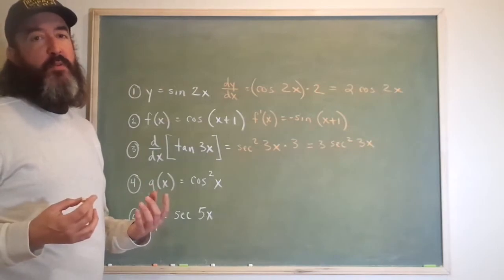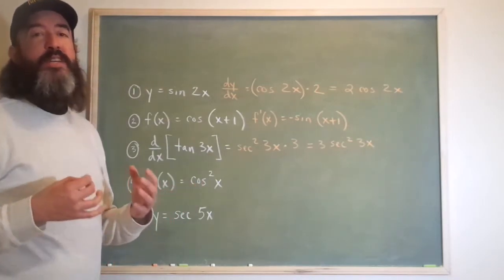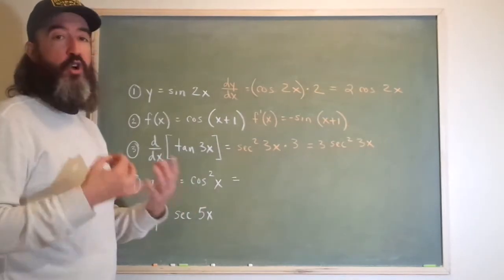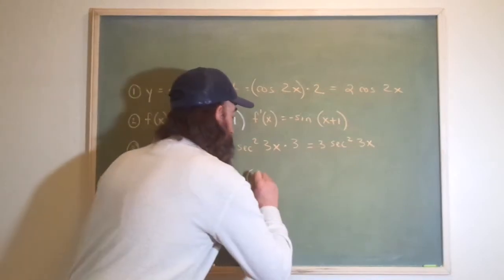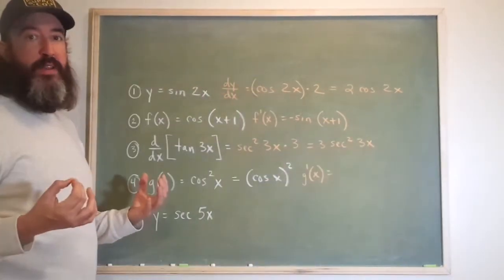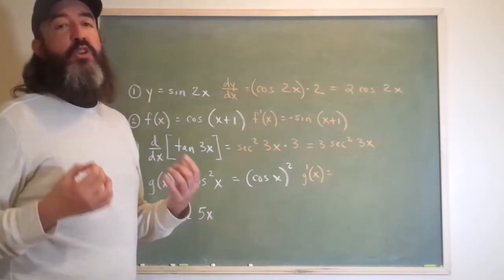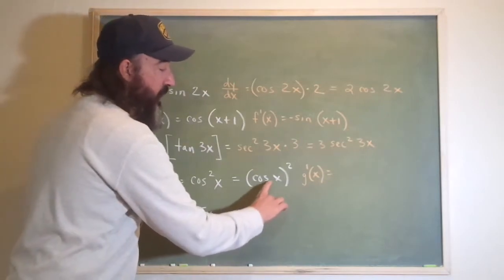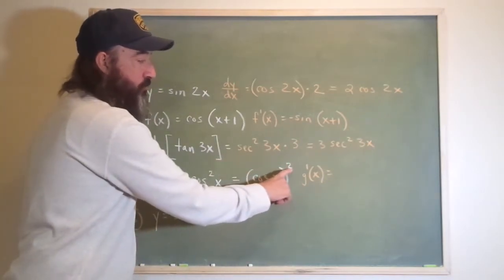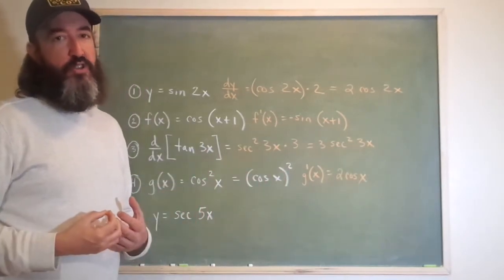To have success with number 4, I think it would be a good idea to rewrite this in a way more indicative of what it actually means. Of course, cosine squared x means cosine x times cosine x, or cosine x squared. And when it's written this way, perhaps you see it resembles a function we can get the derivative of using the power rule. It's something squared. So to get the derivative, I can move the 2 in the front and then subtract 1 from the exponent. So I guess that would be 2 cosine x to the power of 1.